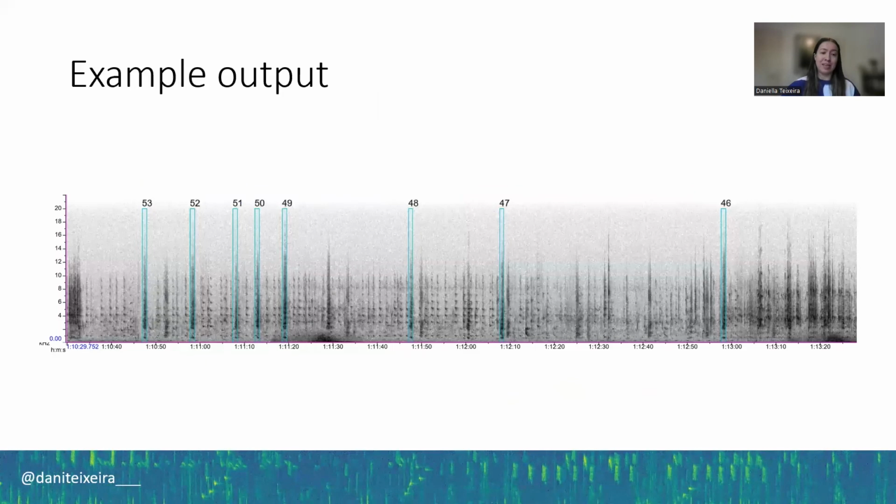And this is the final output. So I brought the sound file into Raven, and the blue boxes are what Monitor has detected. I'll show you how I get to this point in a second when I do a little demo.